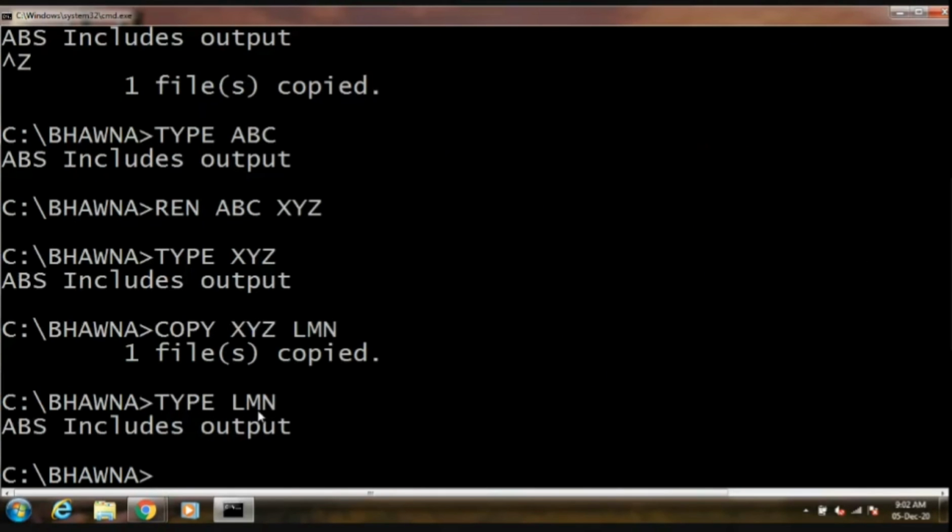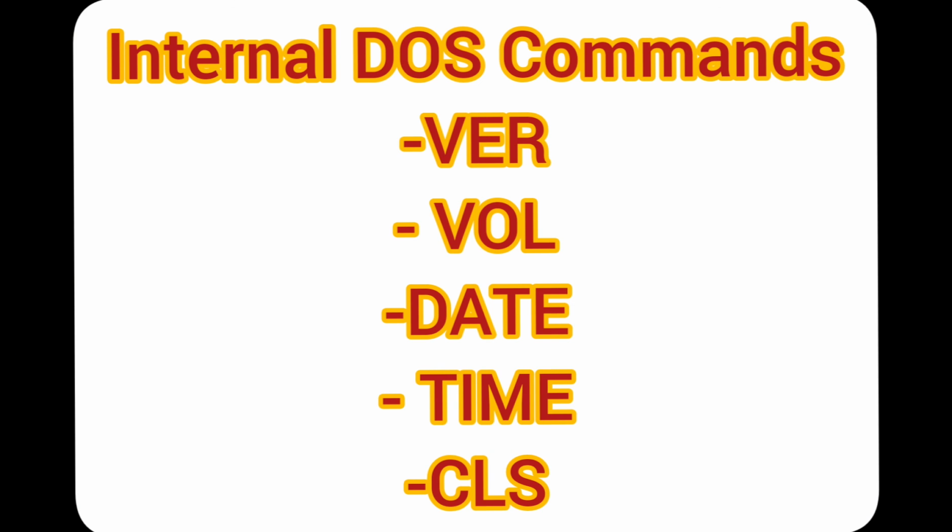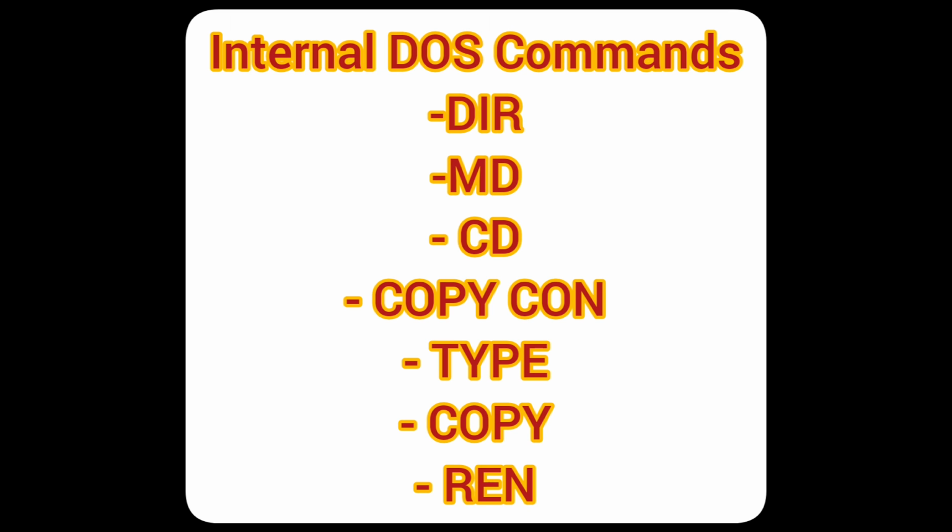So in the C drive there is the Bhavna directory, and in that Bhavna directory there exist two files. Earlier with the name ABC, which got replaced with the name XYZ, and the same XYZ file got copied to LMN. So students, I hope you were able to understand various internal commands in DOS, starting from the version VER command, volume VOL command, date DATE command, time TIME command. For directory it is the dir command. For make directory, it is the MD command.